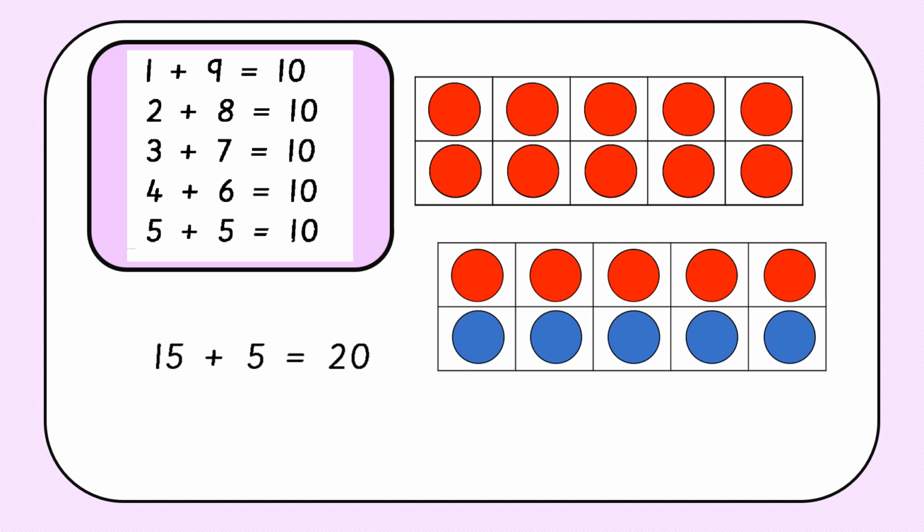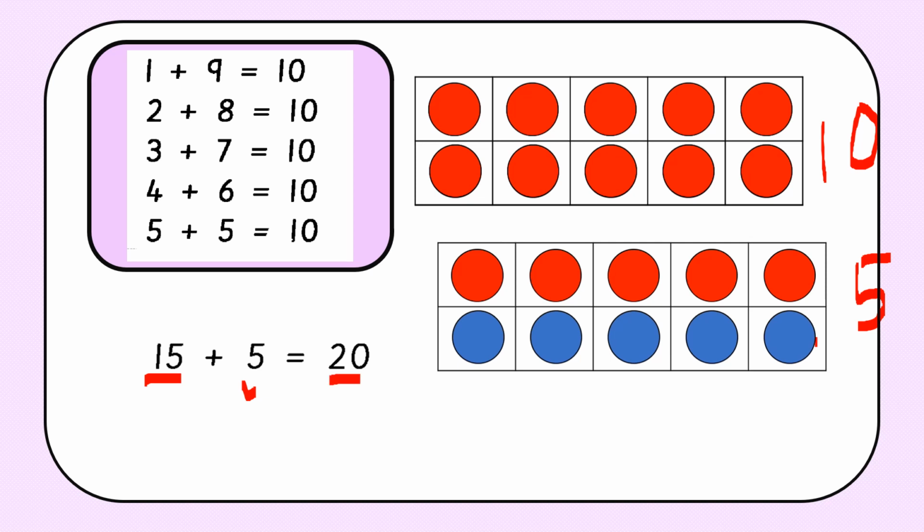Okay, last one. How many are red? 10 at the top. And how many are red here? 5. Good subitizing. Let's add them together to find out how many are red. 10 and 5? 15. Well done. 15 are red. How many are blue? Well done. 5. How many are all together?